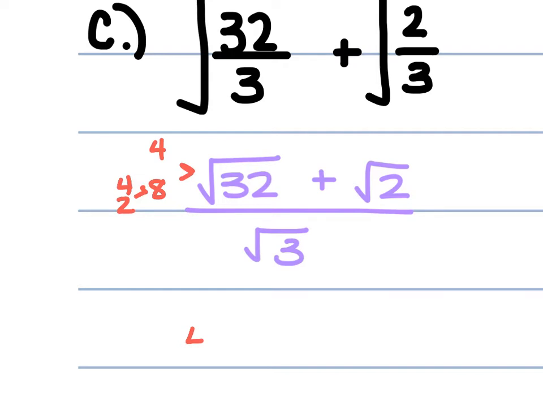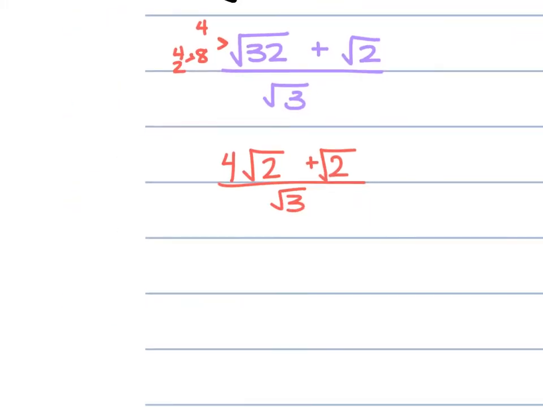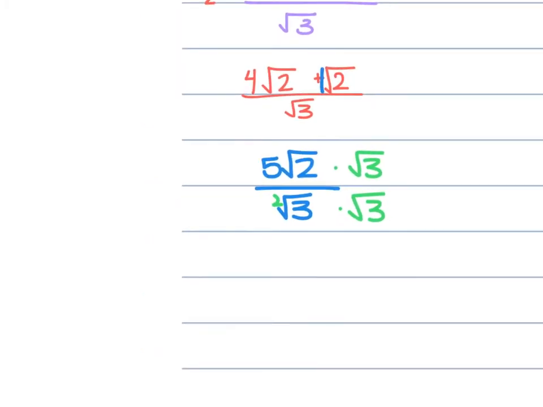There we go. 4 square root 2. And then we have the square root of 2 all over the square root of 3. So 4 plus 1 is going to be 5 square root 2 all over the square root of 3. We have that square root of 3 on the denominator, which we do not want. So we have our invisible index of 2. So we need 2 square roots of 3 in order to get rid of the radical and just be 3 on the denominator. So we can do the same to the top. So it's going to be 5 square root 6 all over 3.